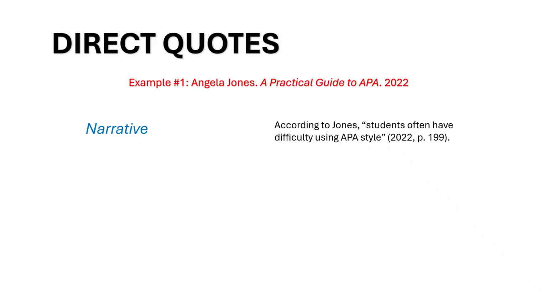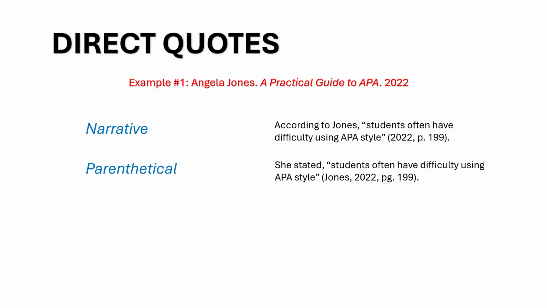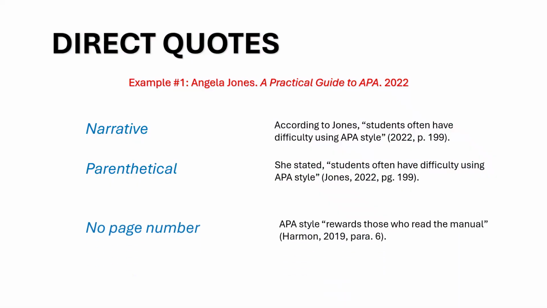With parenthetical citations, your citation information comes at the end of your quote, and the citation will include the author's last name followed by a comma, then the year of publication of the source, and then another comma, and then the page number. Close parentheses. With direct quotations that do not have a page number, we include the paragraph number. So if you're looking at a website, for example, and you can count down the number of paragraphs on a web page and where you are directly pulling your quote from, you would then reference the paragraph number from where you got the direct quote.